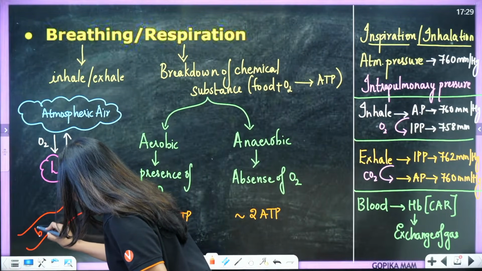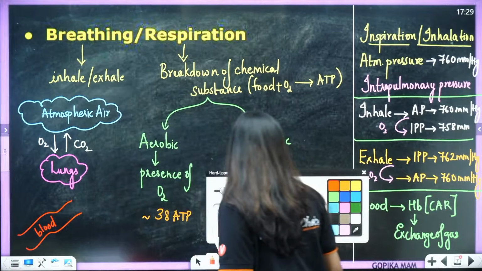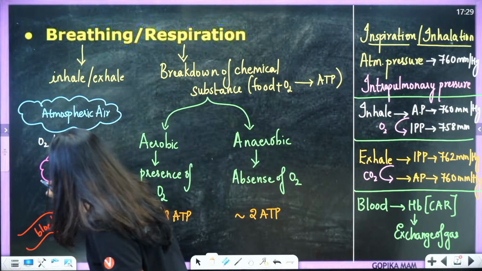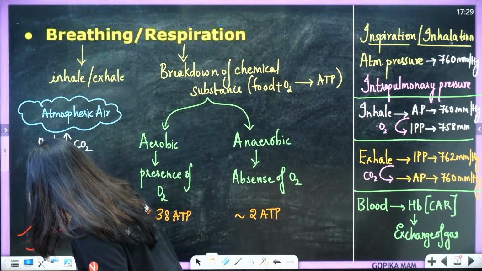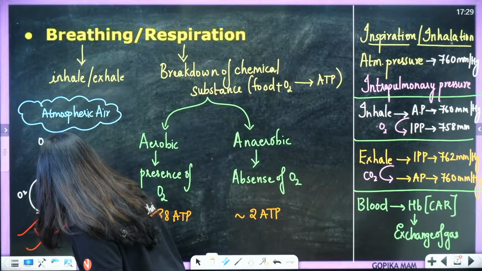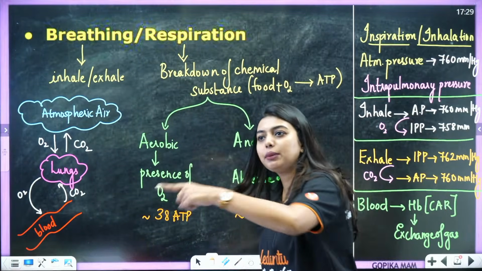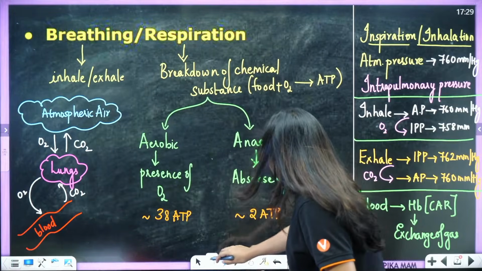Might look like a C for you, but it's not, students. It's blood vessels, okay? So, it will go into my blood vessels. Again, what is going from the lungs? Oxygen is going, and the blood will take back carbon dioxide to the lungs so that it can go outside. From the blood, where will it go?